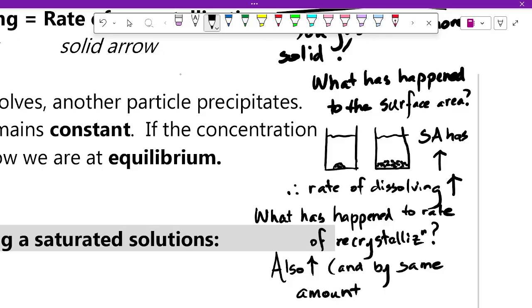So can you change the solubility, how much will dissolve, by adding more solid? No. Can you make this equilibrium shift by adding more solid? Nope. Okay? You just end up with a bigger pile of solid and a faster forward and reverse rate.